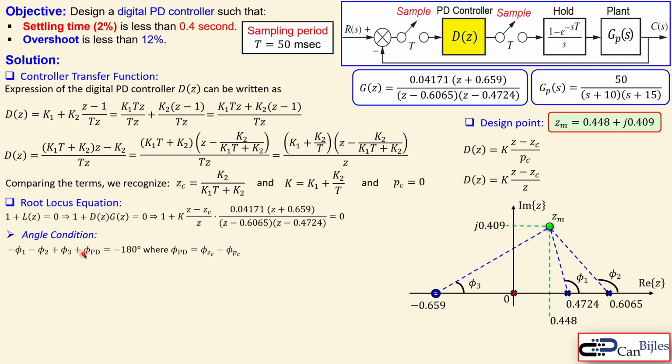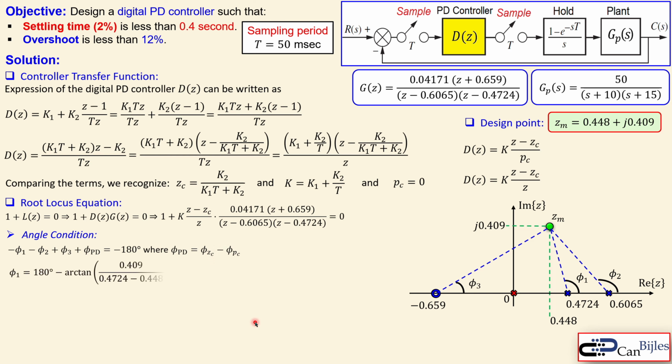Now, for each pole, you will get a negative phase contribution. That's why we have a minus sign here, and a minus sign here. And for the zeros, we get a positive phase contribution. That is the reason why we have a plus here. And the PD controller must make sure that this expression on the left side is equal to minus 180 degrees. The PD controller has the zero and the pole. Again, the zero will be a positive phase contribution and the pole will be a negative phase contribution. That's why we have a minus here.